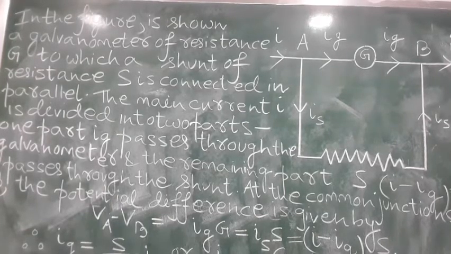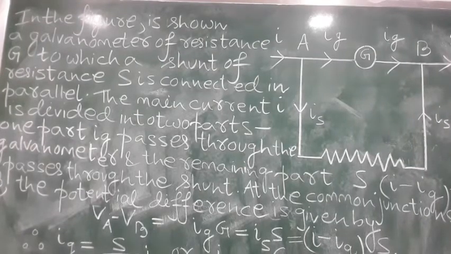Now students, you have to draw this figure which you can see, and you also have to write down this note which I have written just beside the figure. In the figure is shown a galvanometer of resistance G to which a shunt of resistance S is connected in parallel. The main current I is divided into two parts. One part Ig, G being subscript, passes through the galvanometer, and the remaining part I minus Ig, which is equal to Is, S being subscript, passes through the shunt.